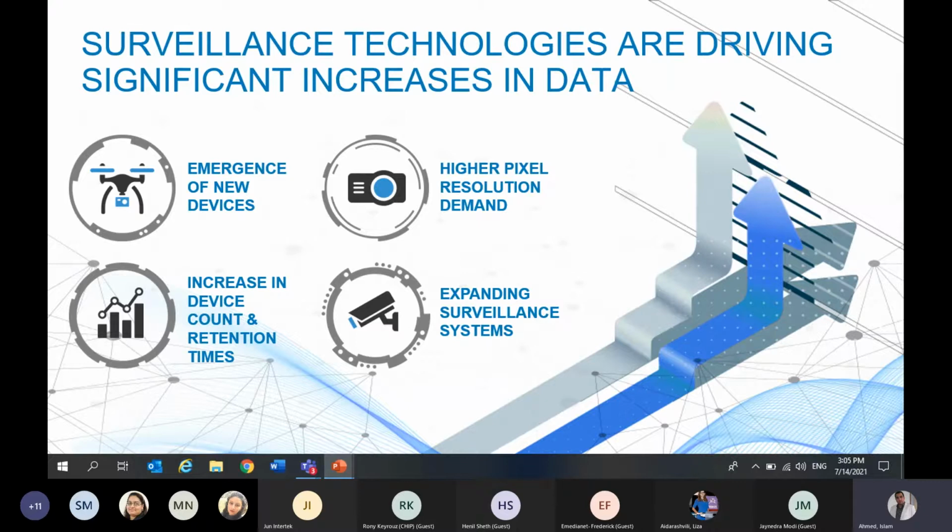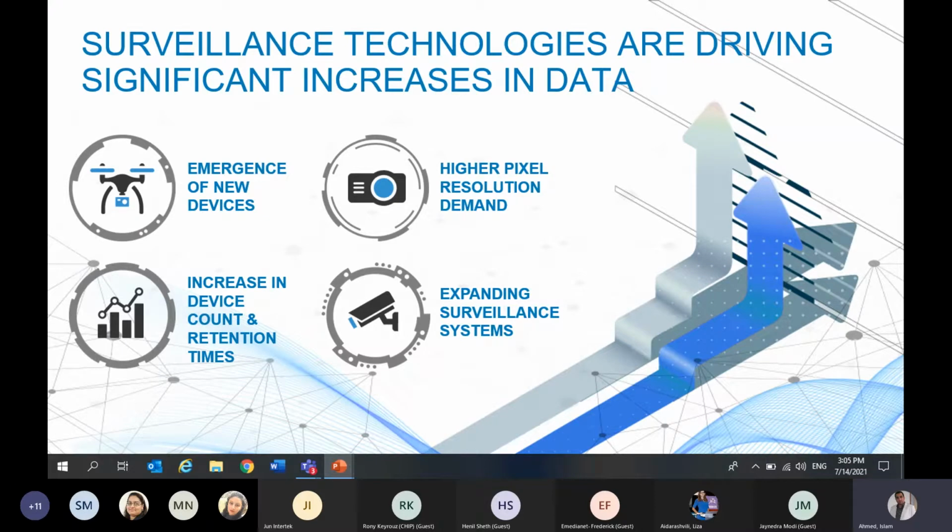The first trend is the emergence of new devices. Emergence of new surveillance technologies such as drones, body cams, license plate recognition, and all these kinds of new devices that never existed before. This emergence of new devices leads to a huge increase in data. A huge increase in data means a huge increase in storage needs, how big the storage is, and how capable the servers are to process all this data. So that was the first trend, the emergence of new devices.